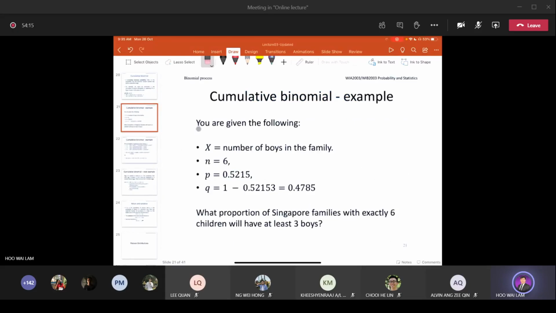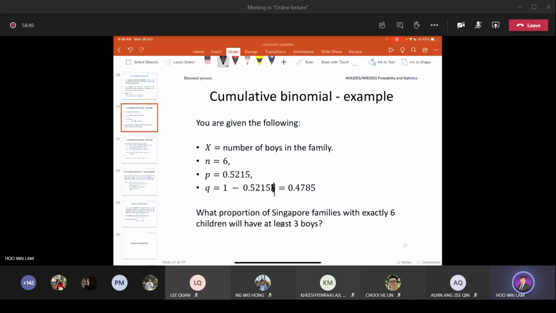So again, a simple example. You are given the following: X equals the number of boys in the family. They show you N and P first because this is the random variable that you want to capture. N equals 6, P equals 0.5215, so you know that Q is 1 minus 0.5215, which equals 0.484785. So what proportion of Singapore families with exactly 6 children will have 3 boys?